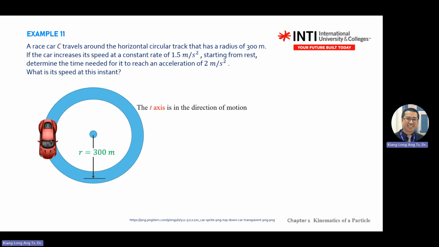So first, how do you solve this? Again, go to the diagram and copy the diagram. First, identify where the center is. The center is at the middle. Second, draw the T and N. You should be able to draw where T and N are. Where is T pointing? T is here. Where is N pointing? Inside the circle.